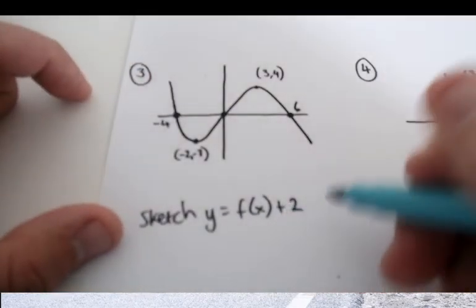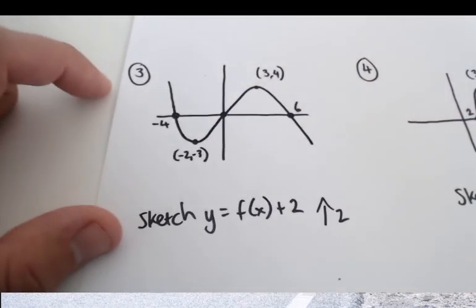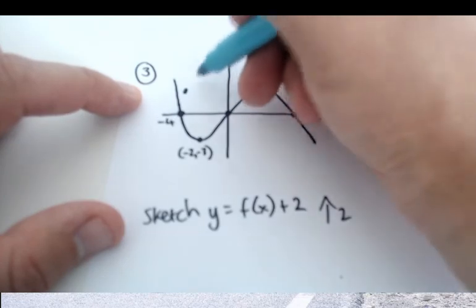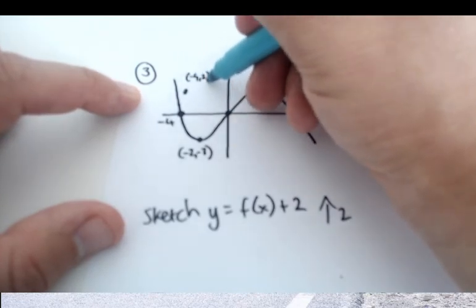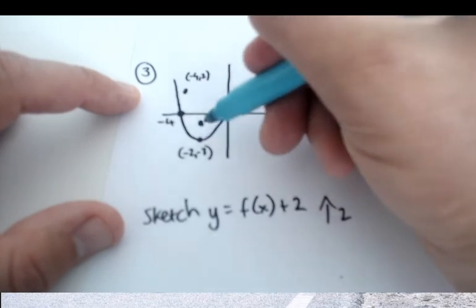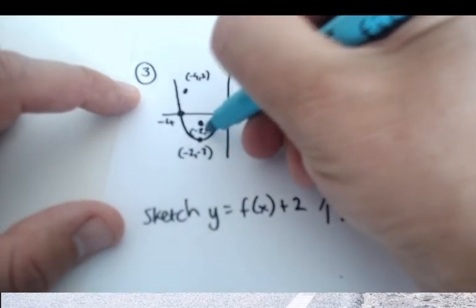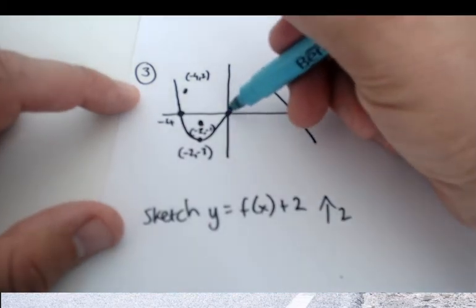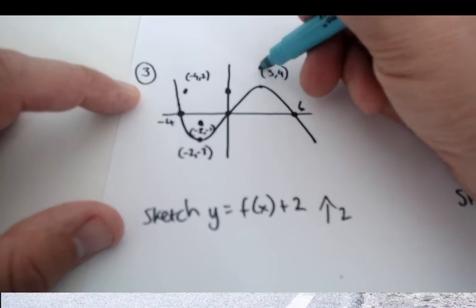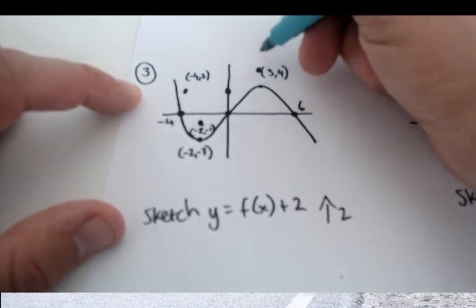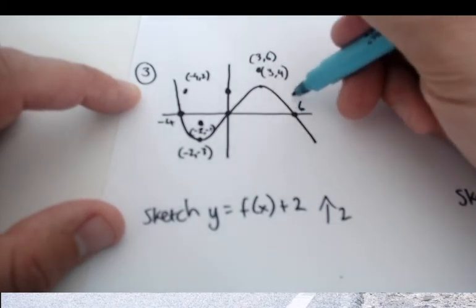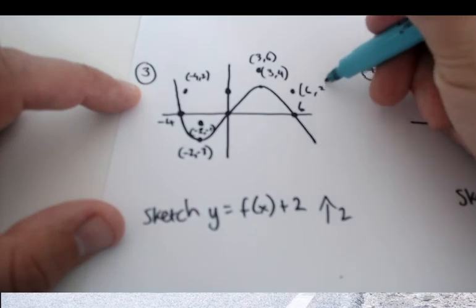Number 3, f of x add 2. Everything's moving up 2. So that was on the origin, so if I move it up 2, it's going to be at minus 4, 2. Minus 2, minus 3, move it up 2, it will go to minus 2, minus 1. 0, 0, up 2. 3, 4, up 2. Well, it's going to get messy, I'm going to go through that. That will go to 3, 6. And then 6, move it up 2. That will go to 6, 2.